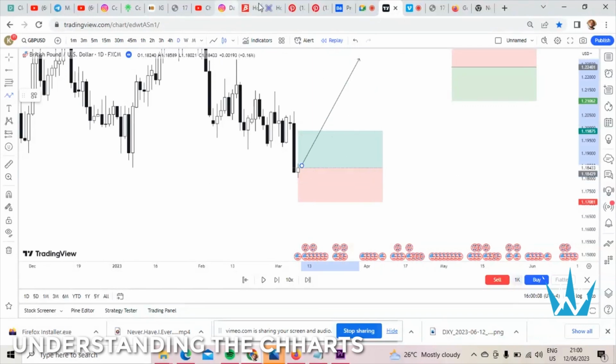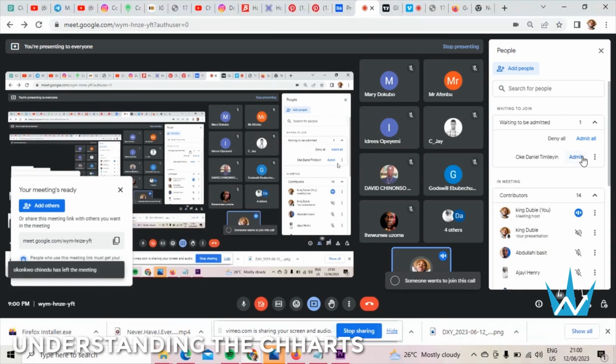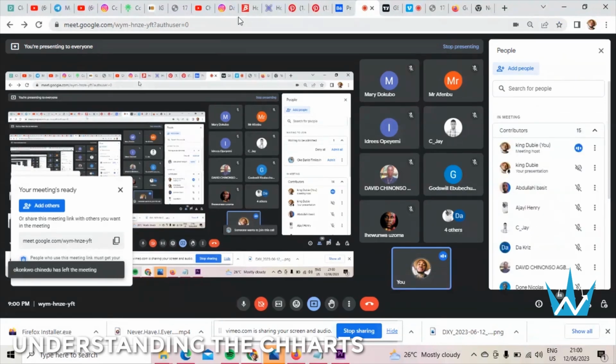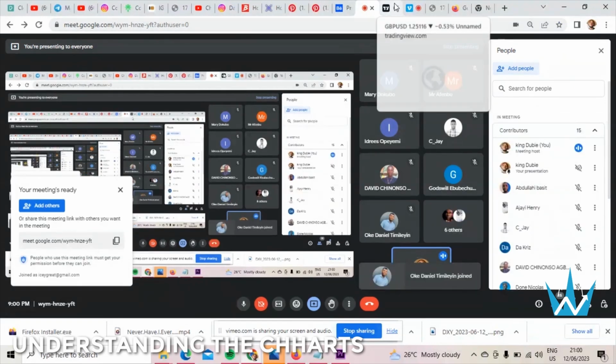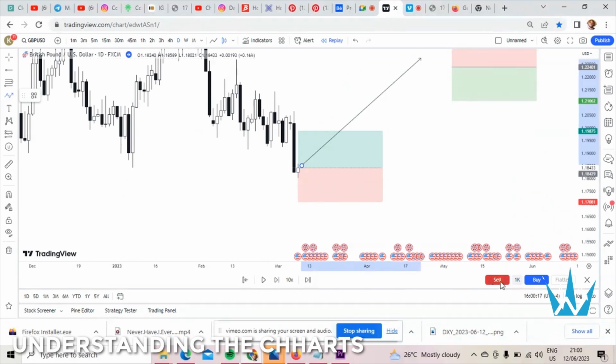Your money is not shaking. It is where it is. If you decide that you're not trading for the rest of the month, nothing is touching your money. Only when you decide to come and click sell or buy. So there must be reasons for you to click sell or buy.